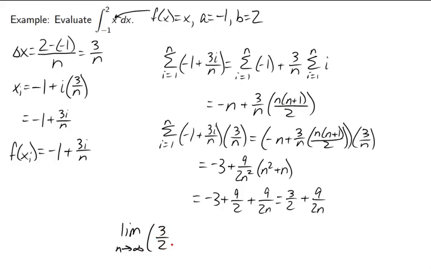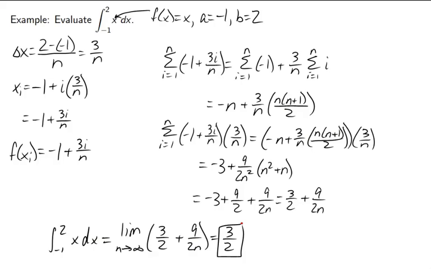Let me actually write this as the integral from negative 1 to 2 of x dx is equal to this value, 3 halves plus 9 over 2n. Taking the limit as n goes to infinity, we know that 9 over 2n is going to go to 0, so we're just left with 3 halves. We got a number, and I will tell you, for every definite integral, your answer will be a number. If it's not, you have messed up.